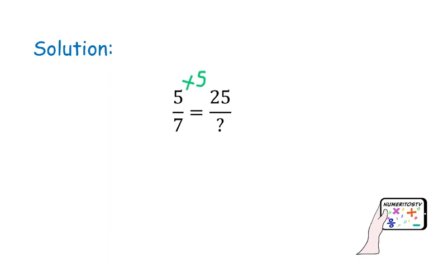So remember, to make an equivalent fraction, you need to do the same thing on the bottom. Whatever you do to the top, you need to do it to the bottom. So 7 times 5 is 35. Your missing value is 35. These two fractions are equivalent.